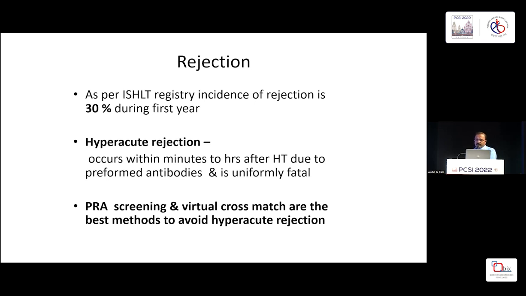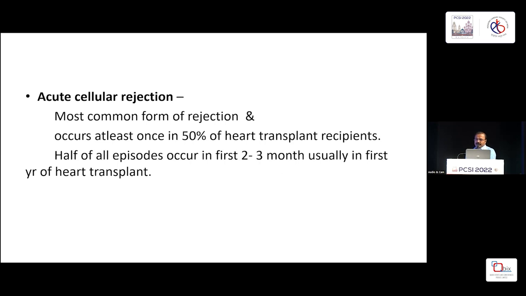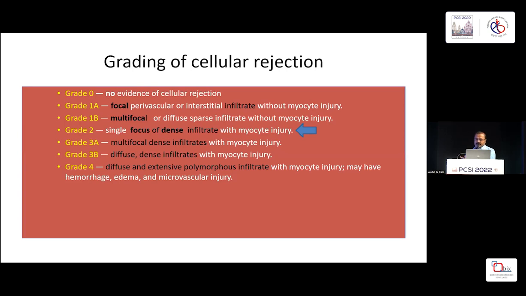We can avoid it by PRA screening and virtual cross match of the recipient and donor. Acute cellular rejection is the most common form of rejection. Almost 50% of the recipients experience some kind of acute cellular rejection, especially in the first year after heart transplant. There is a different grading of acute cellular rejection. I'm not going into the detail of that.